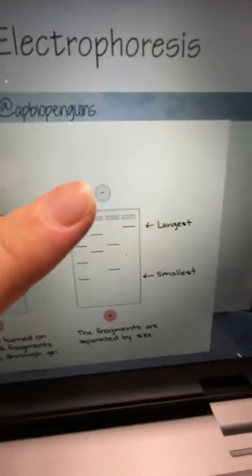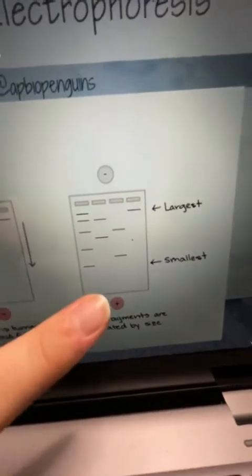The snake can probably just glide right underneath the fence with no trouble. So the smaller the fragment, the farther it's going to run, the farther it's going to move in that gel, okay? It moves faster. So you have the same amount of time the electricity is running, and because those larger fragments are stuck, they don't move as far. They don't move as fast. And so that allows you to separate your strands based on size, so your largest to your smallest.